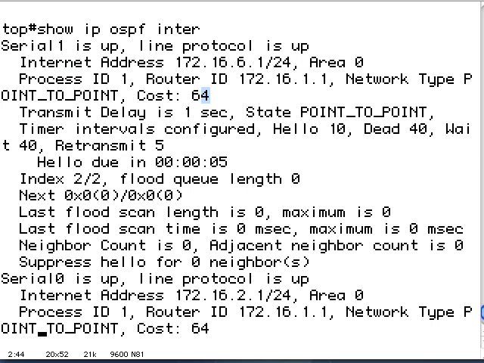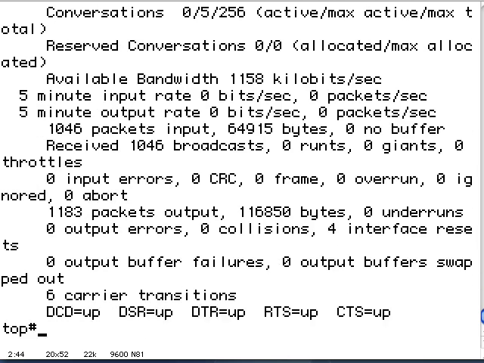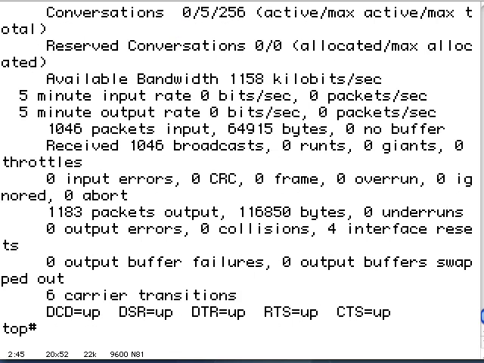The cost is 64. A 100 megabit interface, like a 100 megabit Ethernet interface, has a cost of 1 by default. This is a serial interface, and a serial interface has a bandwidth. Let's look at it. Show int serial 1. This is show interface serial 1, and it thinks that the bandwidth is 1.5 megabits. Well, 100 megabits divided by 1.5 megabits is approximately 64.